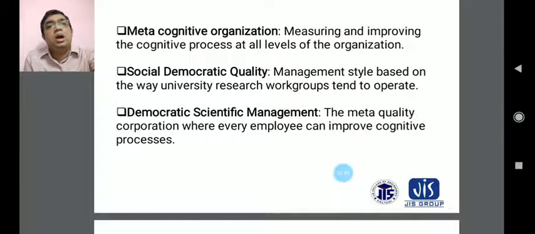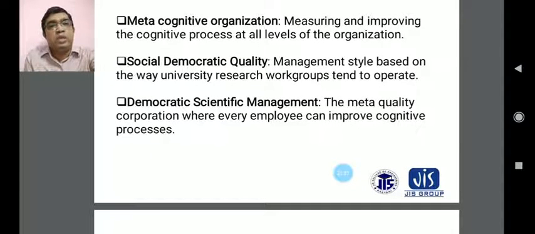The researcher will do this type of work during the PhD thesis, and this comes from social democratic quality. The democratic scientific management will also be concerned with meta quality corporations, where every employee can improve the cognitive process.